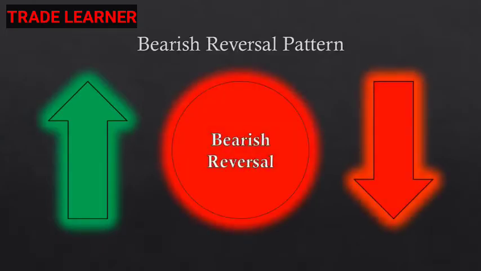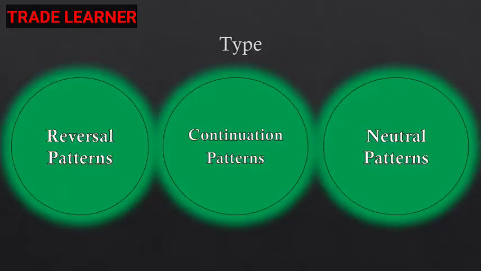Some people get confused by this, but all you need to remember is that the term bullish or bearish indicates the direction price will go after the pattern. So a bullish reversal pattern signals that price will go up, and a bearish reversal pattern signals that price will go down. In summary, reversal patterns indicate that price will reverse its current direction, and they can be divided into bullish and bearish reversal patterns. Next, we are going to take a look at continuation patterns.